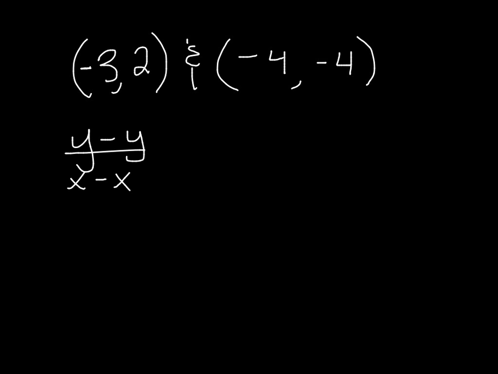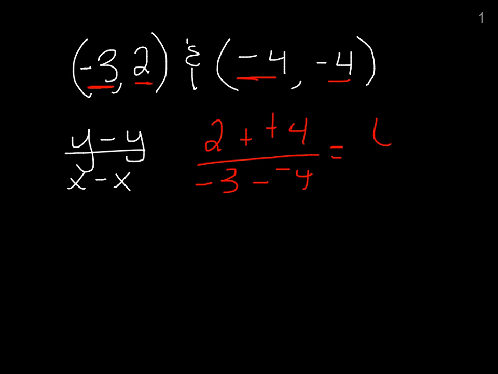So here I would go 2 minus negative 4 over negative 3 minus negative 4. So then I would do that one minus that one on the bottom. Change those to plus a positive. That makes the top 6. And the bottom changes to plus a positive, and negative 3 plus 4 is 1. So my slope is 1. So I would now put that in an equation. So I'm going to write 6, or my slope isn't 1, I'm sorry, my slope is 6.